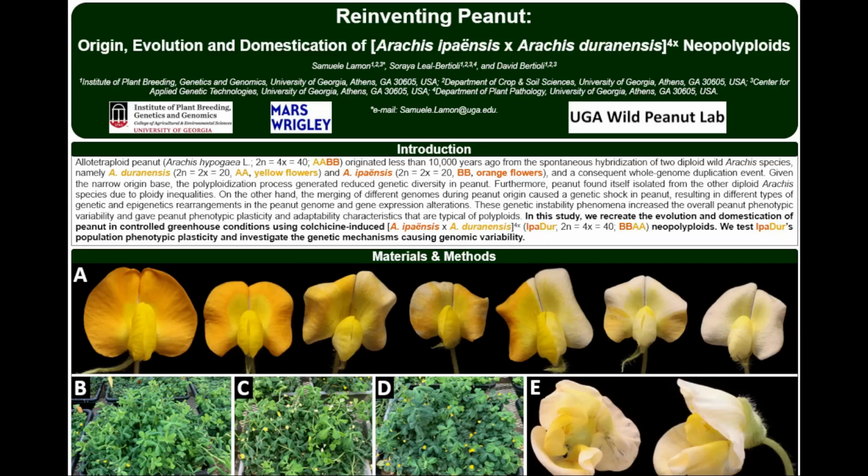Arachis genus. Therefore, in this study, we are trying to recreate the evolution and domestication of peanut in controlled conditions using colchicine-induced Arachis duranensis, Arachis ipaënsis neopolyploids, the IPADUR. With this, we want to test the phenotypic plasticity of this IPADUR population and investigate the genetic mechanisms that are causing this increased genomic and phenotypic variability.